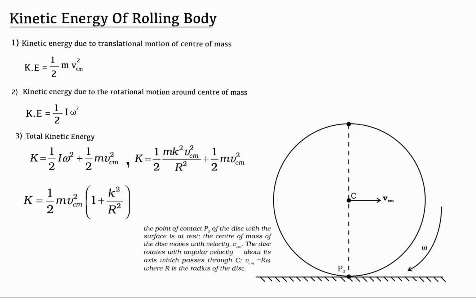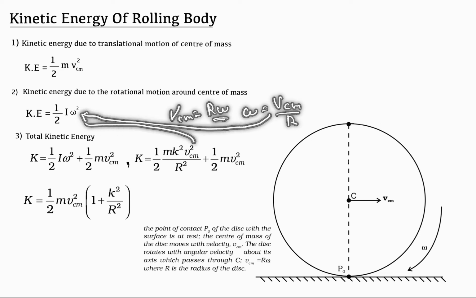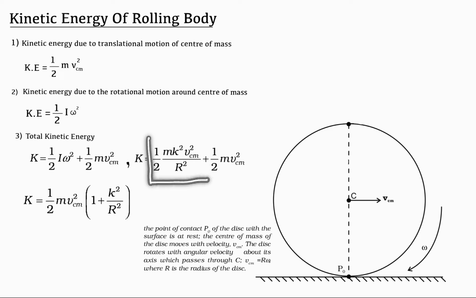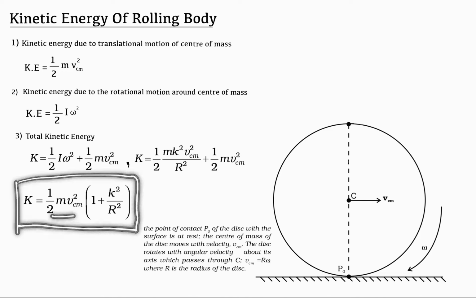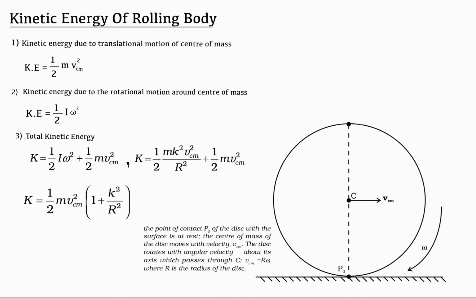And we all know the velocity of the center of mass vcm is equal to r omega. So omega will be equal to vcm divided by r, and substituting that value for omega, we get vcm square divided by r square. So the rotational kinetic energy will be equal to half into m k square vcm square divided by r square. Adding the translational component, we get the net kinetic energy equal to half m vcm square into 1 plus k square divided by r square.